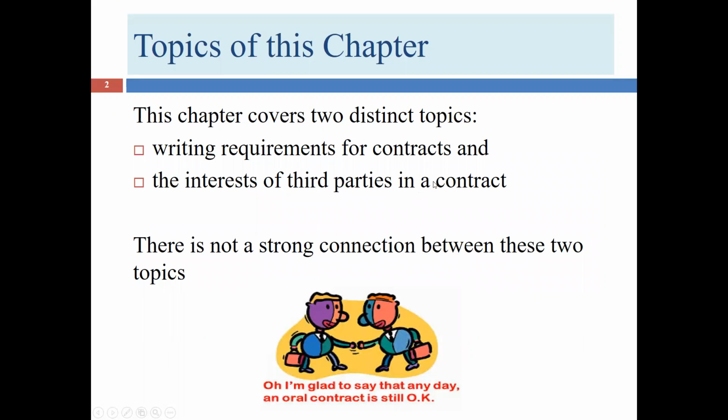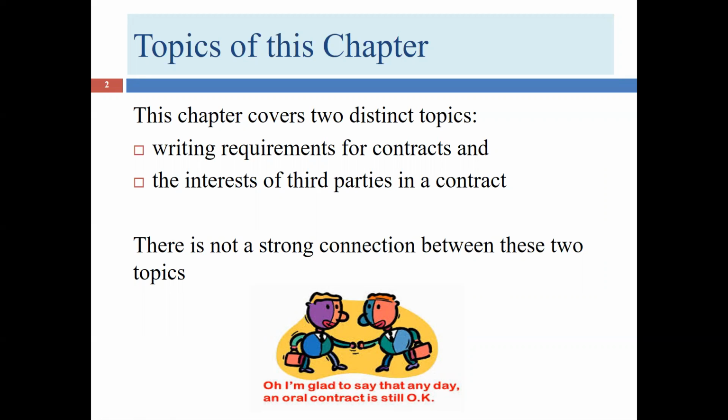You may wonder, what do these two items have in common? Well, not a lot. They both have to do with contract law, so there is some tie that binds these topics together. But I think what was really going on was that the writers of the textbook thought, neither one of these topics really merit its own chapter, but they're both something we need to cover, and they're both related to contracts, so let's just put them into one chapter.